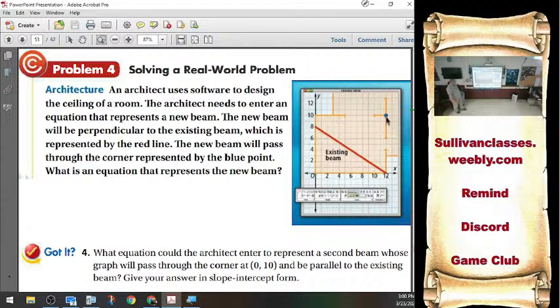They're going to enter an equation that represents a new beam across the ceiling of the room. Maybe the ceiling's collapsing, I don't know. It'll be perpendicular to the existing beam. That's the blue line. Inverted colors. The new beam will pass through the corner represented by the blue point. What is an equation representing the new beam?